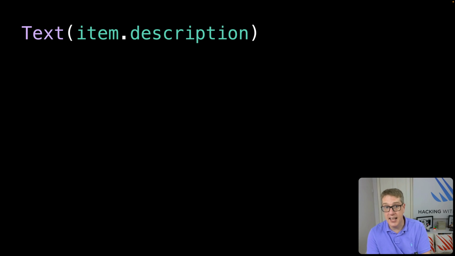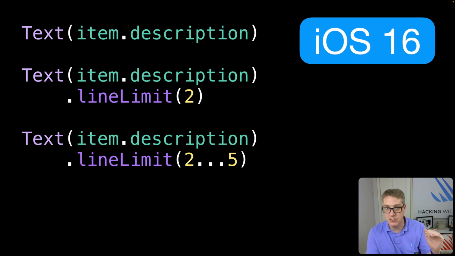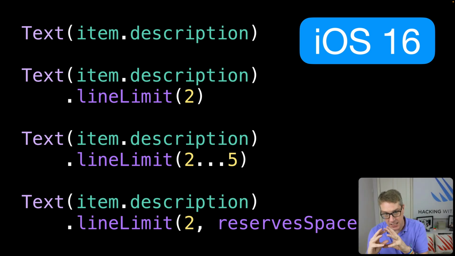You'll also know we could say the same thing has a line limit of 2. Grow up to 2 lines but no further. Again, classic iOS 13 code. But from iOS 16 and later, we can now say there's a line limit range. No less than 2, no more than 5. Or we can also say, I want exactly 2, reserving space for 2. So if it's 1 line or 0 lines, still leave 2 lines of space. So all our things take up exactly the same height. It's a much nicer and more consistent way of showing text.